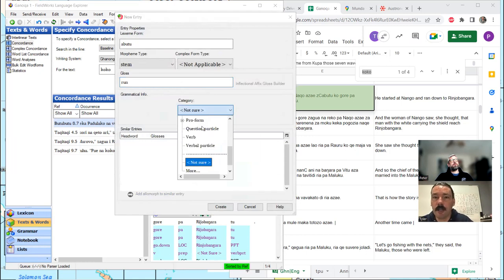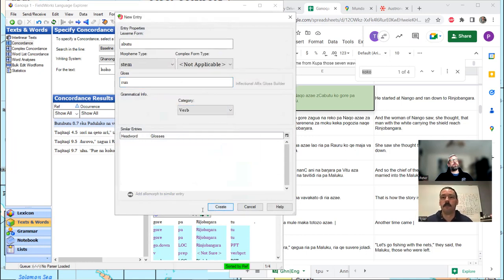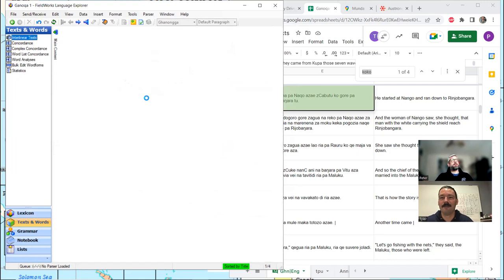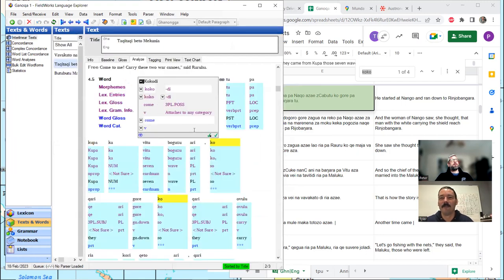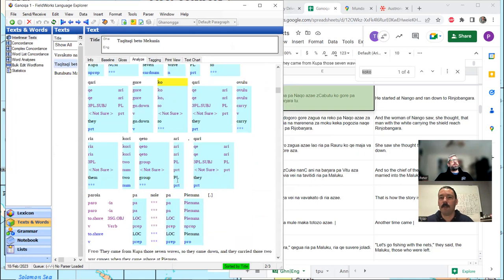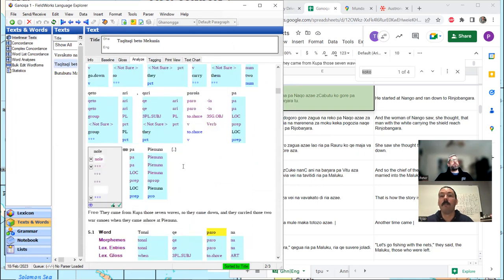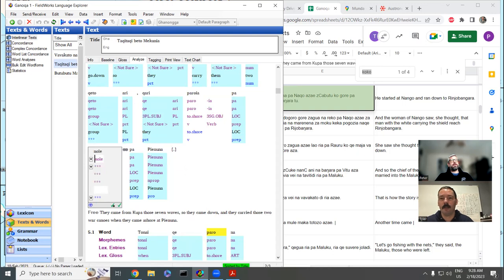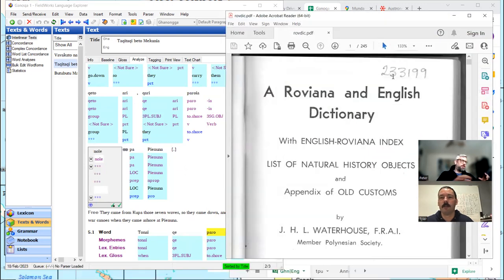Okay, let's go back to tangi tangi. I'm going to go ahead and fill this in though while we're working on it. All right, going back to tangi tangi. Okay, we did a pretty good job filling out the ones. Nole is what we're missing, and it might be shore, or it might be beach or something. I suggest we appeal to Roviana and see what's similar. I don't remember seeing a word like this before, though.